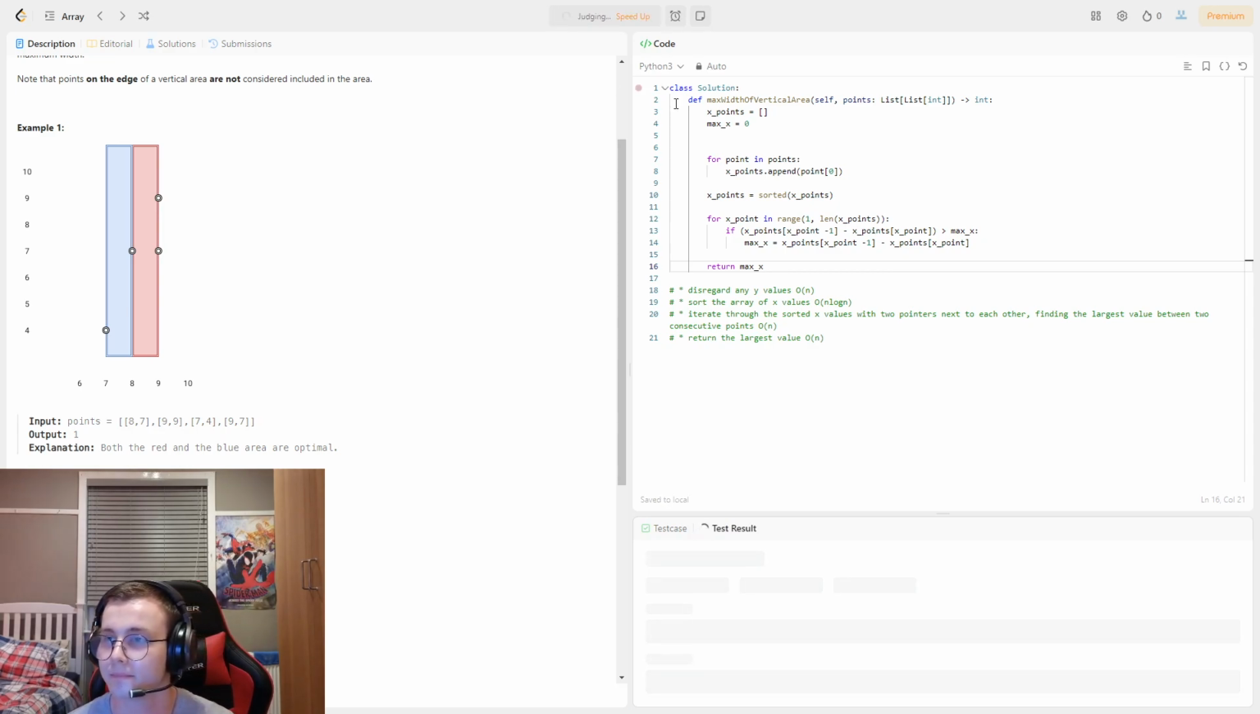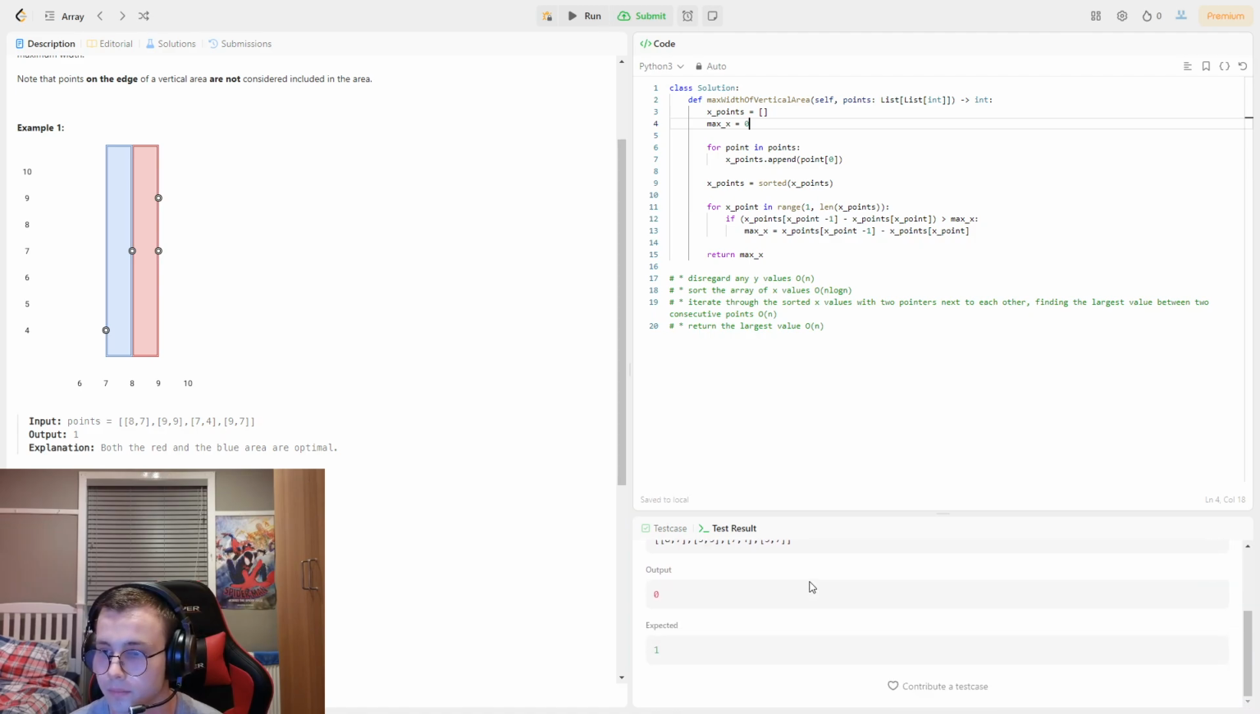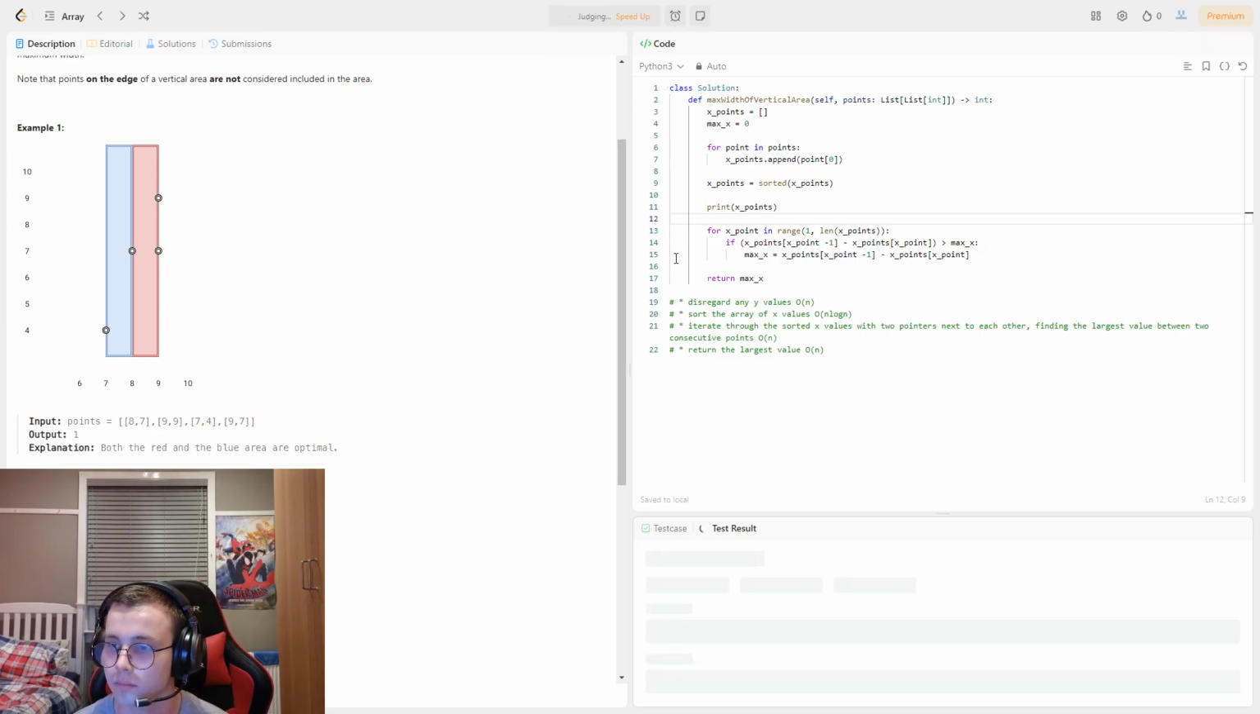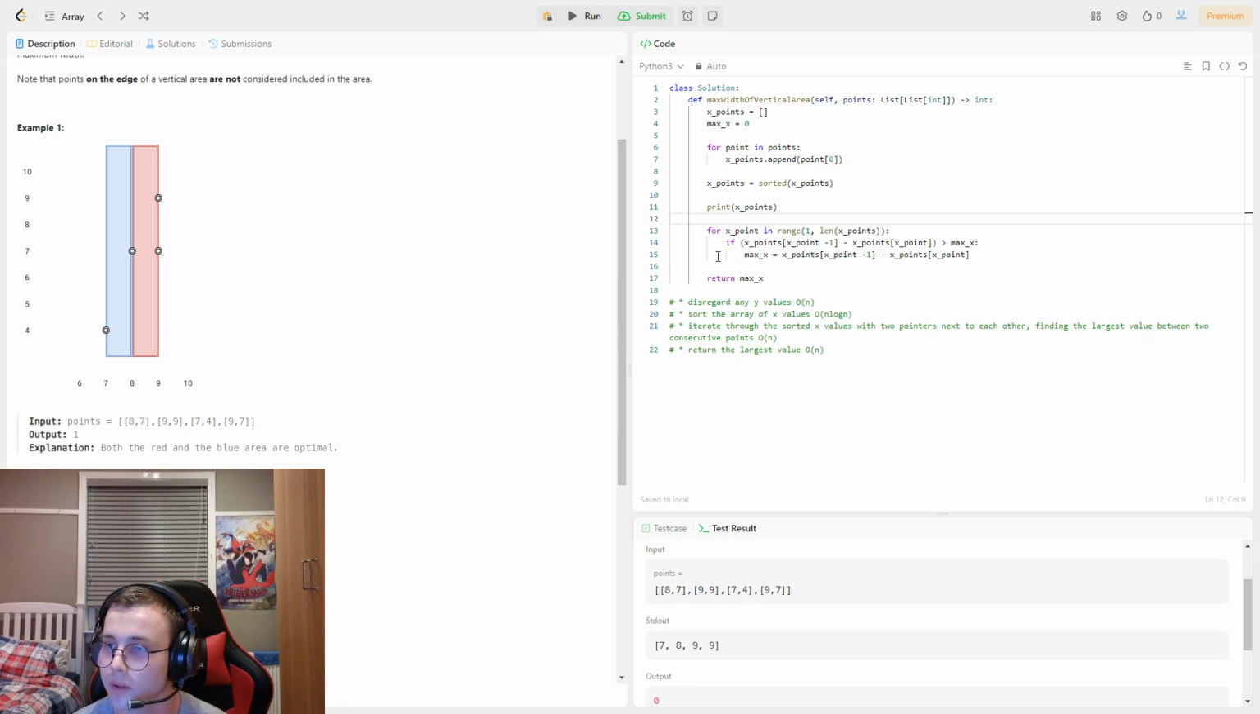Let's see if this works. No. Let's see what the problem is. We're just gonna print x_points. Okay, 7 8 9 9. Okay, so for x_point in range 1, okay, if x_points x_point minus 1, so the previous x point minus the one before it, so the difference between 2 points is greater than max_x.